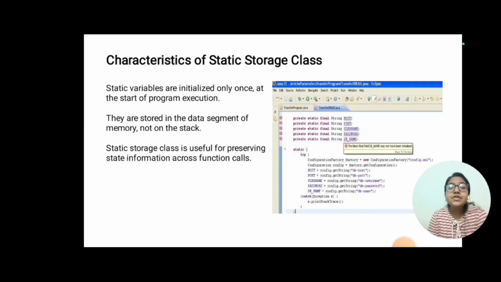And the characteristics of the static storage class: static variables are initialized only once at the starting of the program execution. They are stored in the data segment of the memory, not on the stack. Static storage class is useful for preserving state information across function calls.